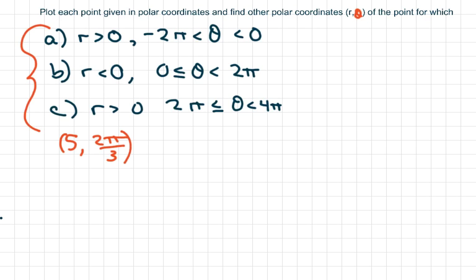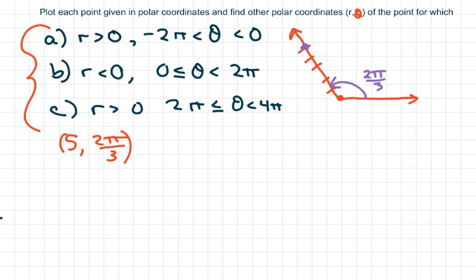So if I plot this, which we've already shown before, 2π/3 is 120 degrees. So it goes there, and we're going out 5. So there's your point right there. And this angle was 2π/3.